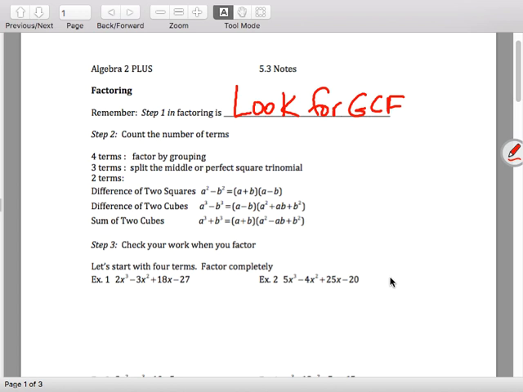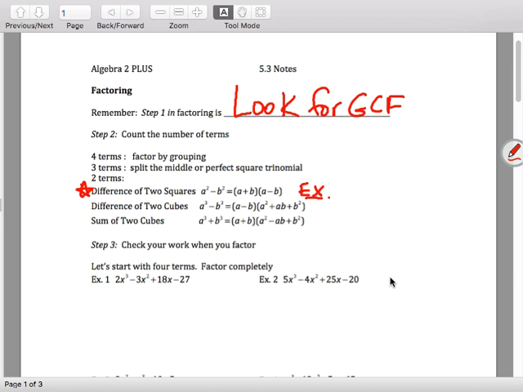Step two is count the number of terms. If there are 4 terms, what we've been doing is splitting the middle. We do factor by grouping if you have 4 terms, and we're going to start with that in example 1 and 2. If there's 3 terms, what we just saw in the warm-up is split the middle or the perfect square trinomial. 2 terms. We know this first one, the difference of 2 squares, a squared minus b squared.